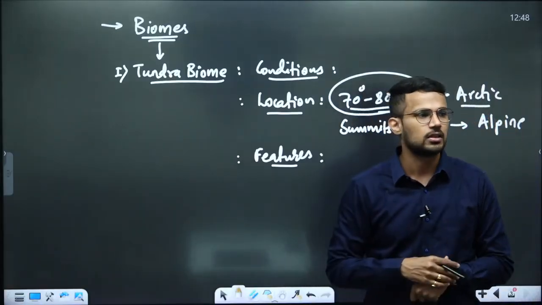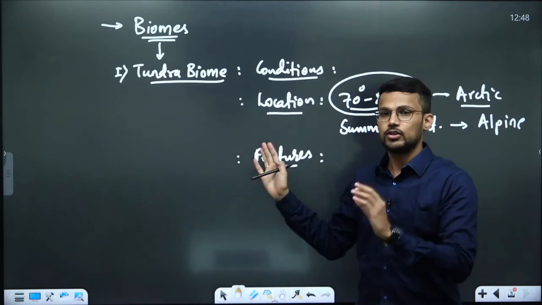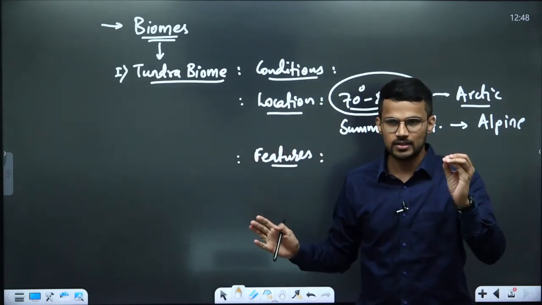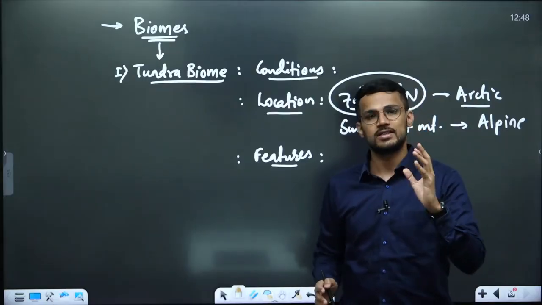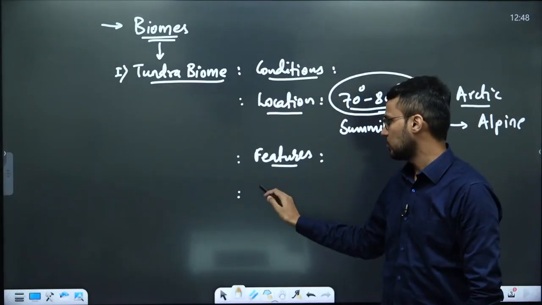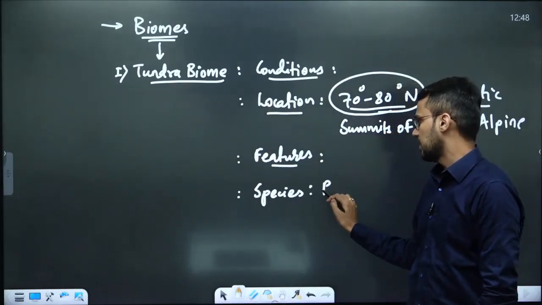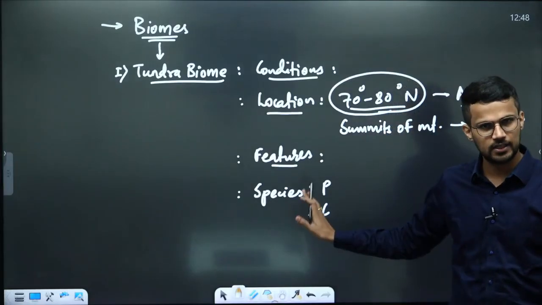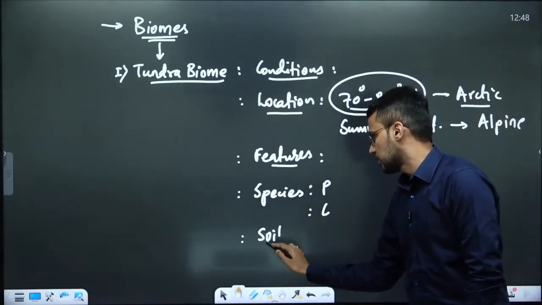Lower latitudes means taiga. We'll be discussing it, but lower latitudes means taiga, right? There is a biome at 60 to 70 degree north latitudes. It is called taiga. We'll talk about it in a while. Okay, so those are the features. Then we talked about species of producers and consumers. Okay, this we discussed. Now add one more point: soil.